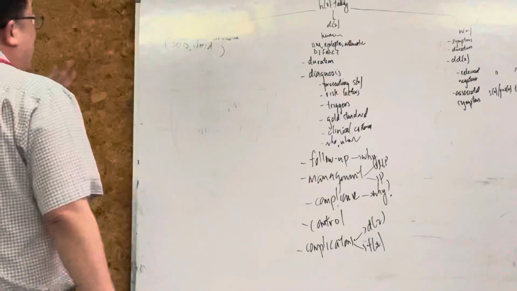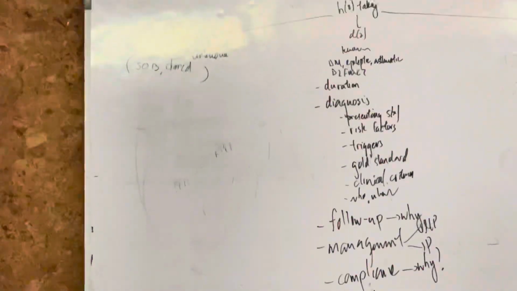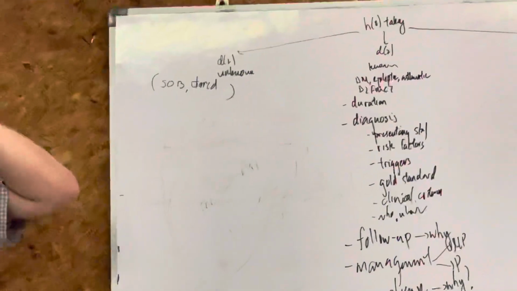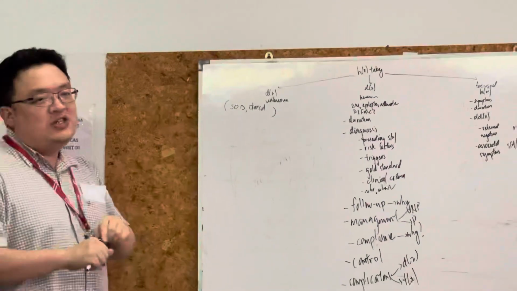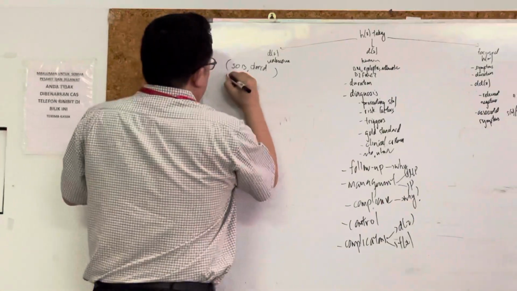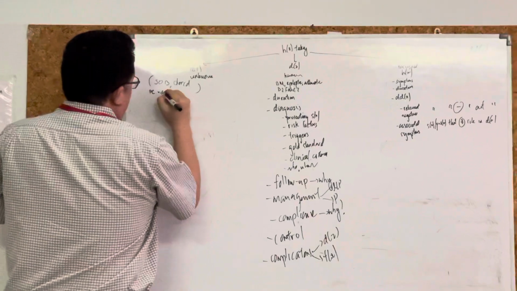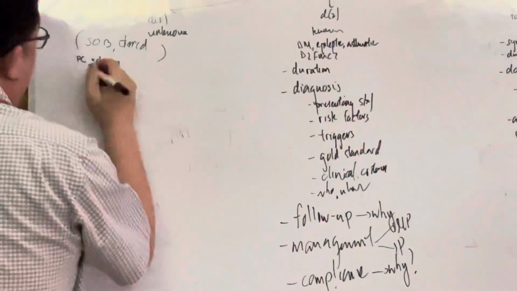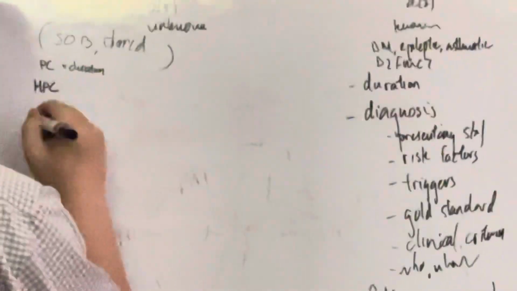Okay, so let's say I don't know what is the patient's symptoms. What am I gonna do? I'm gonna use the traditional presenting complaint plus duration. Okay, history of presenting complaint.